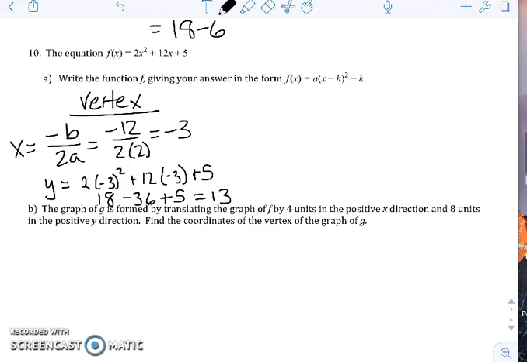And we already know that our a value is right there. So we have the vertex as well. So y, or it's in function notation, so we'll use f of x equals 2(x minus 3, so plus 3) squared plus 13.